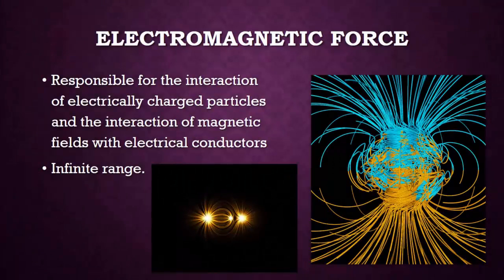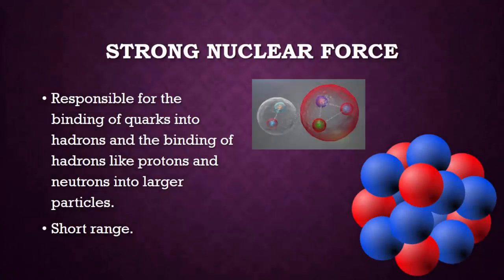The next strongest force is the electromagnetic force, which is responsible for the interaction of electrically charged particles and the interaction of magnetic fields with electrical conductors. The electromagnetic force has an infinite range. The final and strongest force is known as the strong nuclear force, which is responsible for the binding of quarks into hadrons, and the binding of hadrons, like protons and neutrons, into larger particles. The strong nuclear force has a short range.